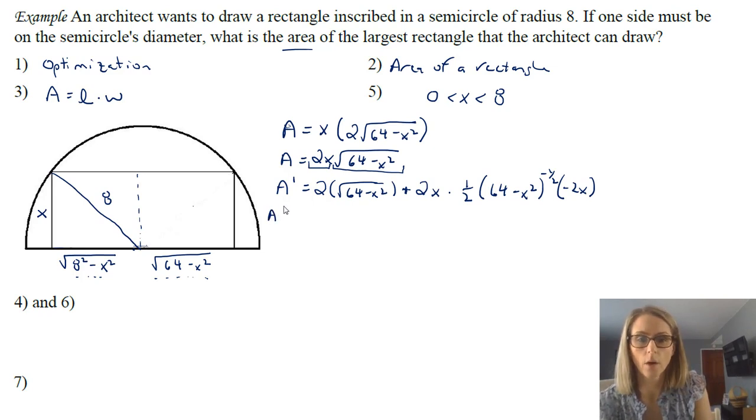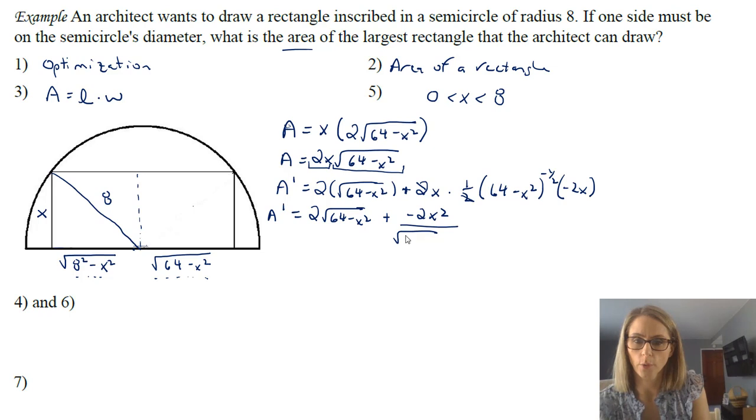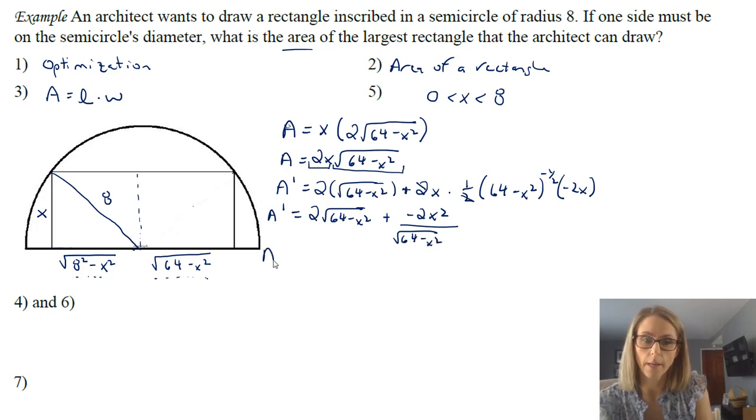So now, once we rewrite that, I'll have 2 square root 64 minus x squared. And then this second piece, one of the two simplifies with this 1/2, so I have a negative 2x squared over that square root of 64 minus x squared. And then what I want to do is combine them so that they have the common denominator of the square root of 64 minus x squared.